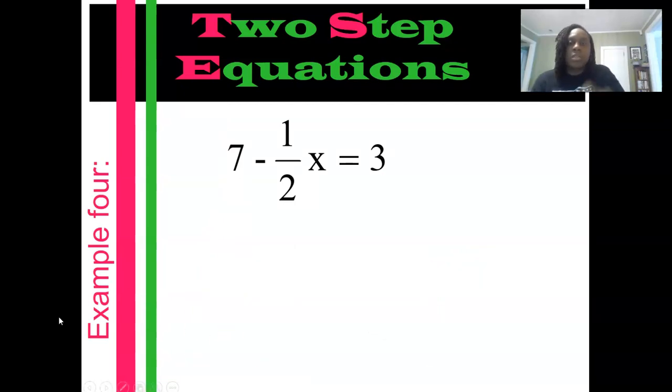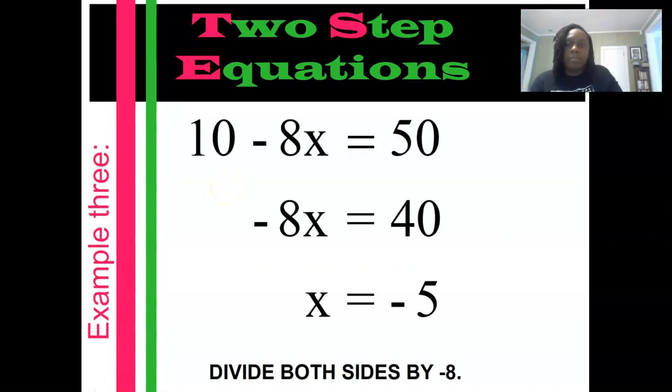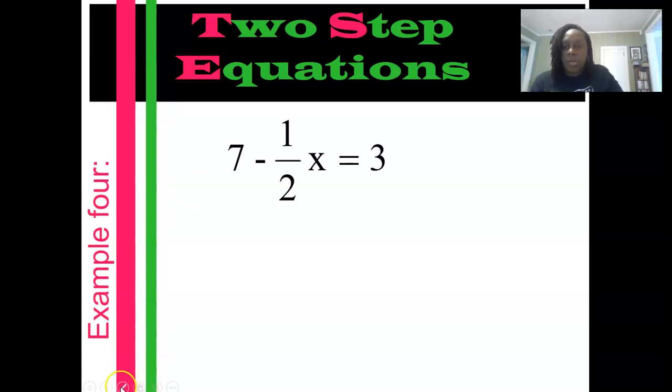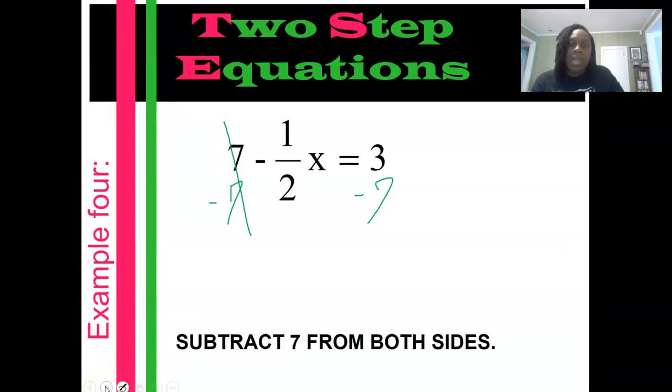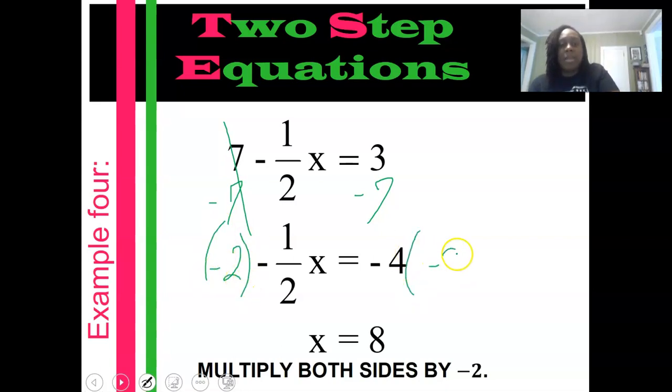All right, so let's restart this problem. So we said we're going to start. Sorry, I forgot to turn the pen back on. So we're going to start by subtracting 7. And that gave us this negative 1/2 x equals negative 4. And then when you multiply by the reciprocal of the fraction, which is negative 2 on both sides, that is how we get x equals 8 as our final answer.